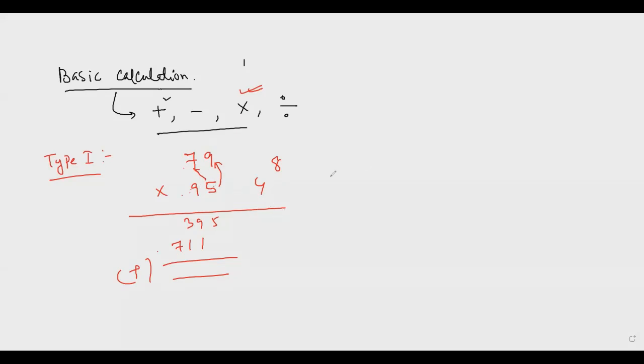Now see, this is the method. Please understand this. First, you multiply this one. 9 into 5, how much is that? 45. So 5 will be here and 4 will be our carry. Is that okay? All right.